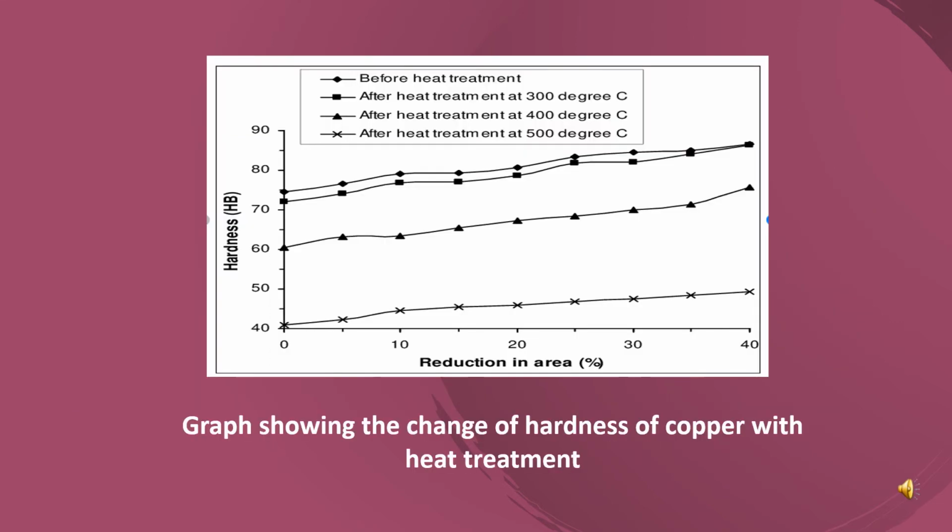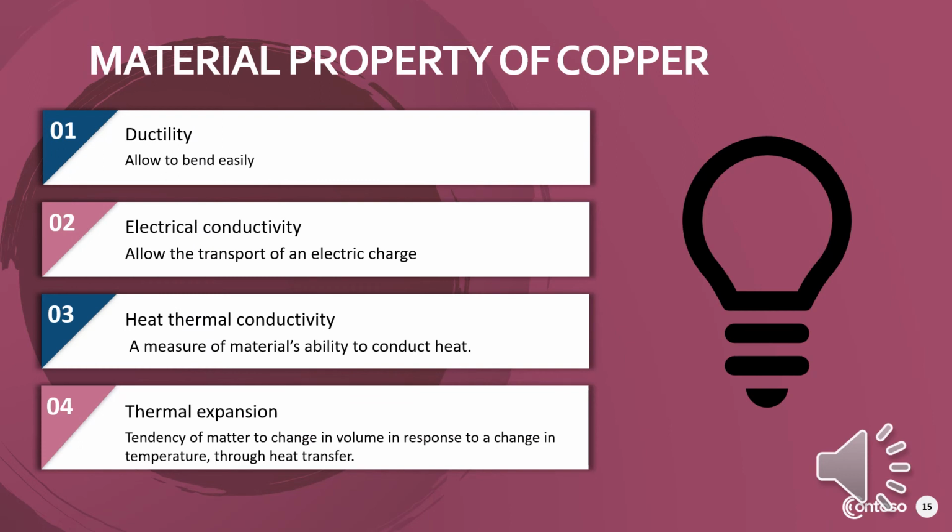The graph shows the change of hardness of copper with heat treatment. As you can see from the graph, the hardness of the copper reduced with heat treatment, which makes it more suitable for bending and also shape changing that are important in the application of copper wire. The material properties of copper are ductility, electrical conductivity, thermal conductivity, and thermal expansion.